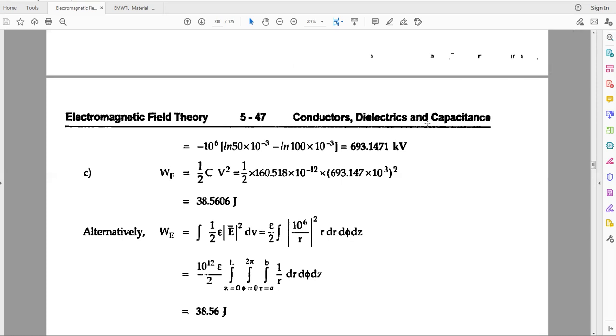With this, the examples on conductors, dielectrics, and capacitors are completed. Then you go for another example.